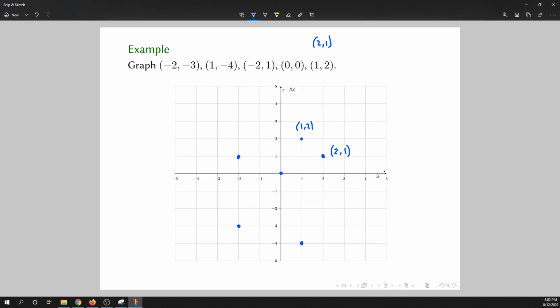Okay, and so that's it. Again, most people have zero problems with that, other than sometimes confusing the order in which these go. The x number is generally the first number, and then the y value is the second number.